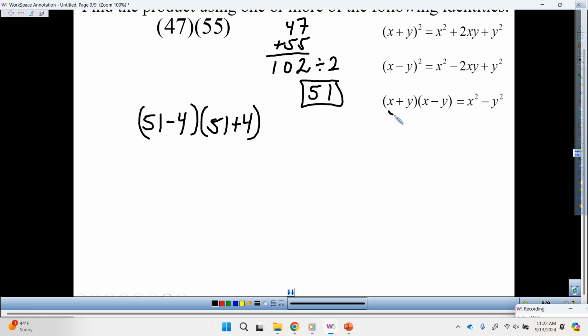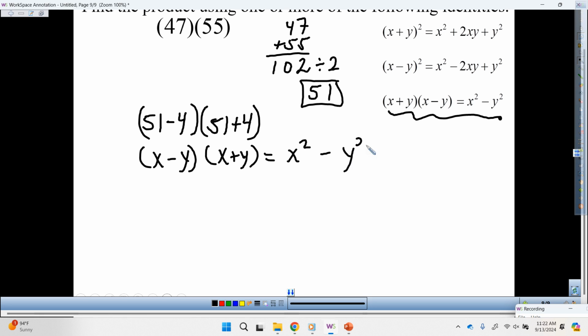We write our identity. X plus y, x minus y equals x squared minus y squared. But instead of x, we're going to use 51. Instead of y, what are we going to use? 4. Bring down the squared on both. Bring down the minus.